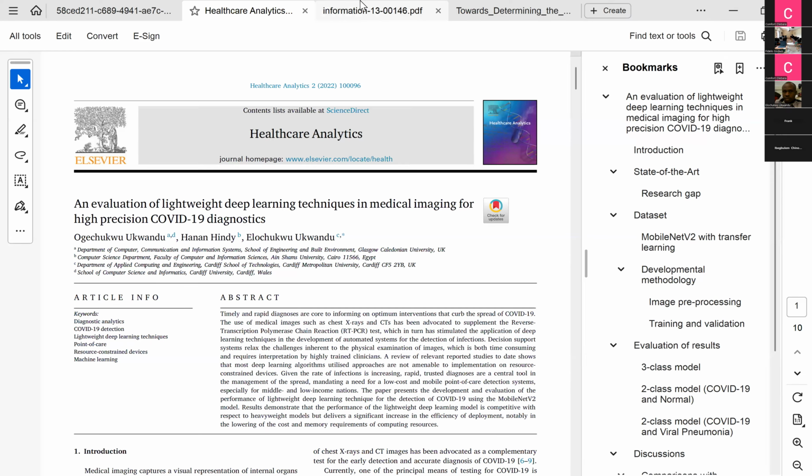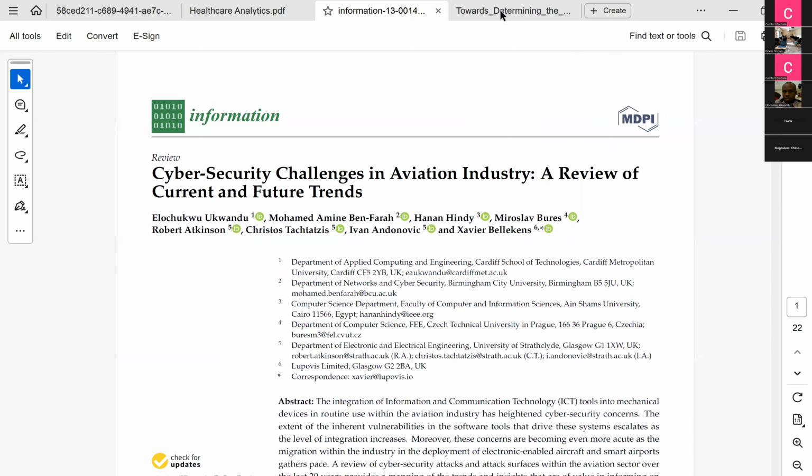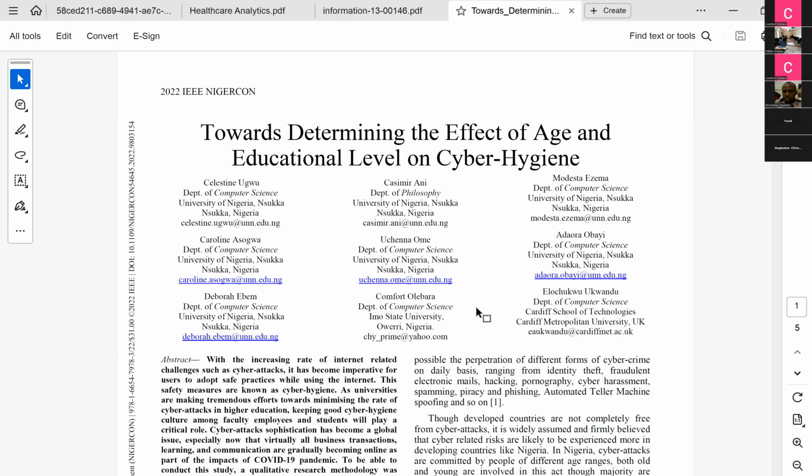There are three different types of articles. One is the technical paper, like this one. The other one is the review paper. I'll show you the other one, like this one. The other one is articles published in conference proceedings, which is this one. I will come and give you an example of them.